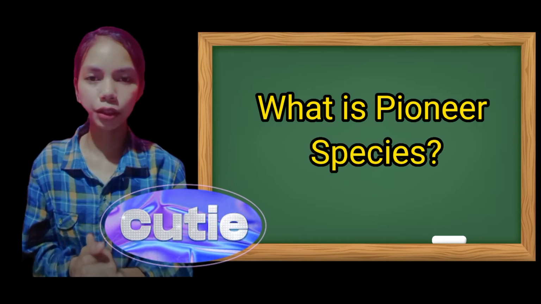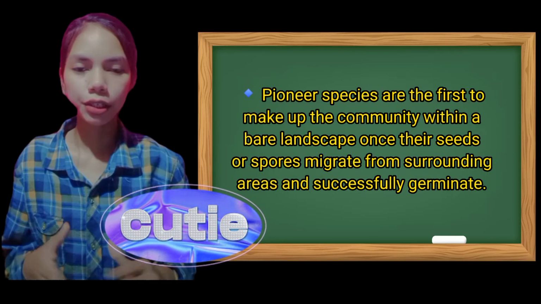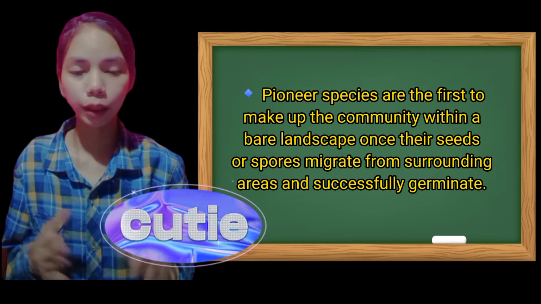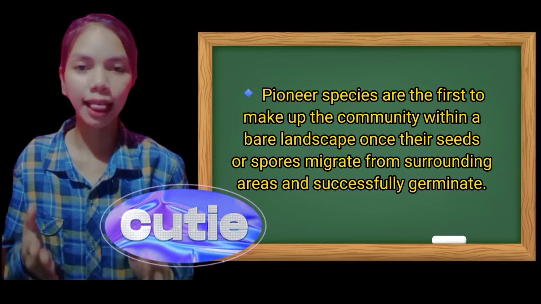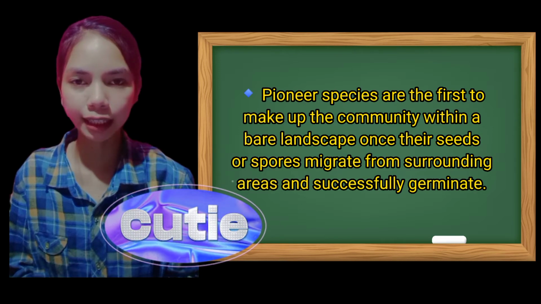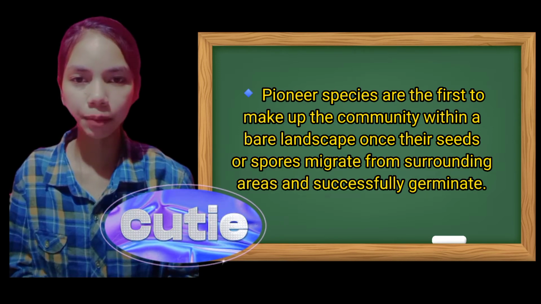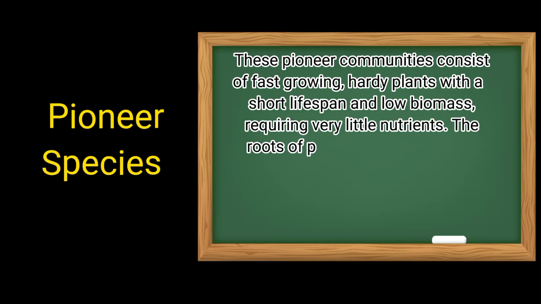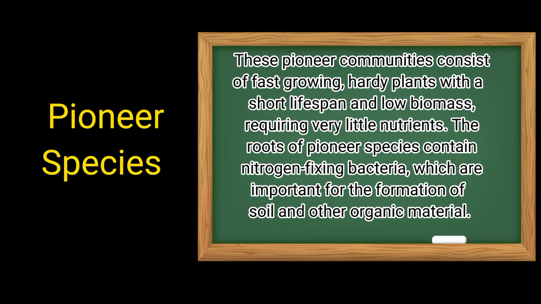Next, what is pioneer species? Pioneer species are the first to make up the community within a bare landscape, once their seeds or spores migrate from surrounding areas and successfully germinate. These pioneer communities consist of fast-growing hardy plants with a short lifespan and low biomass, requiring very little nutrients. The roots of pioneer species contain nitrogen-fixing bacteria, which are important for the formation of soil and other organic material.